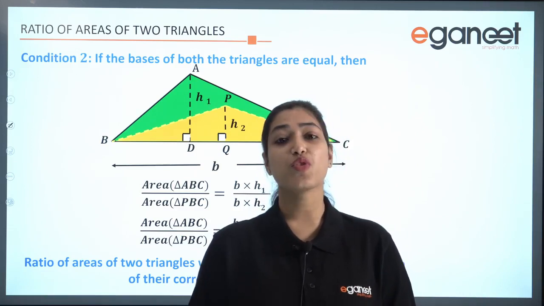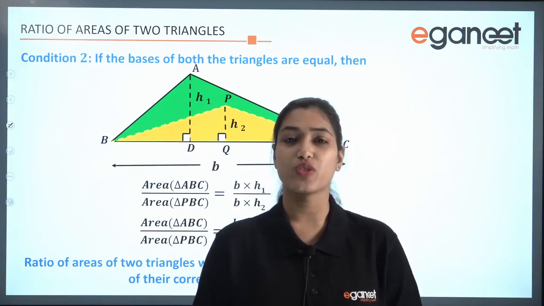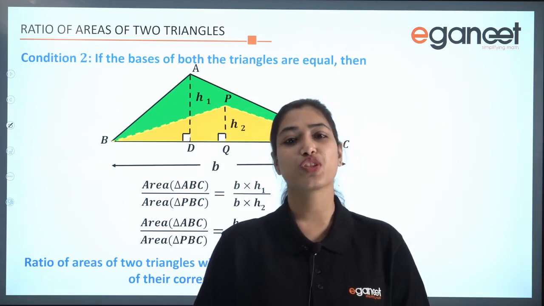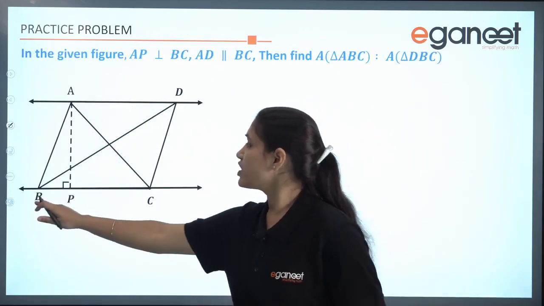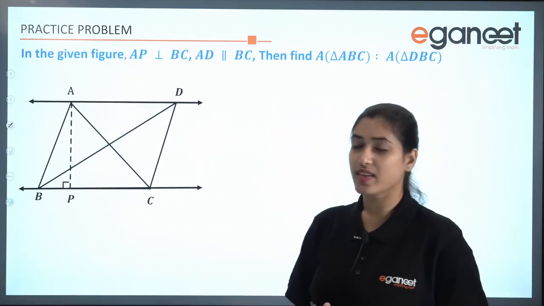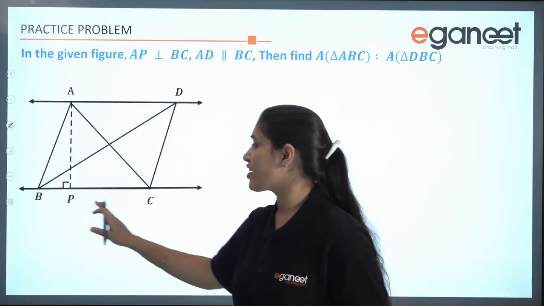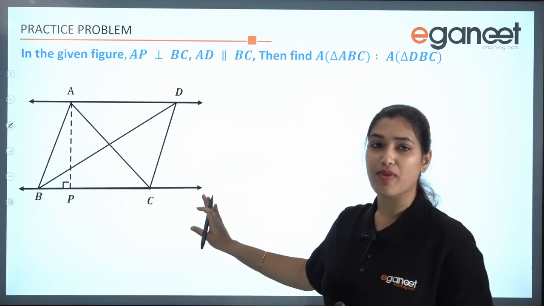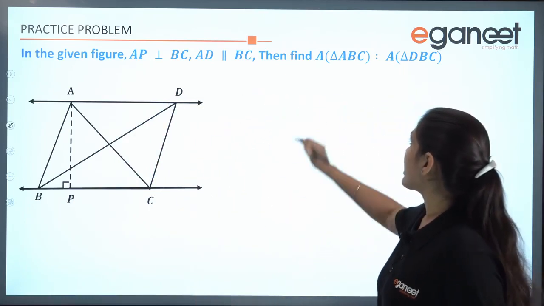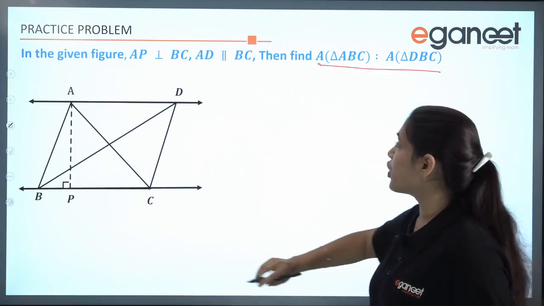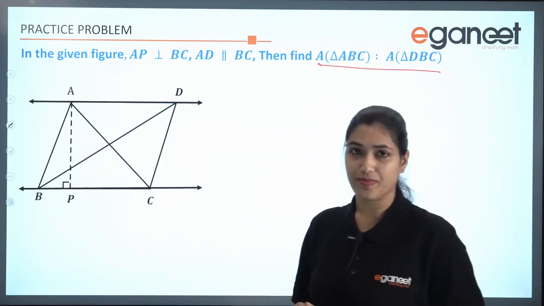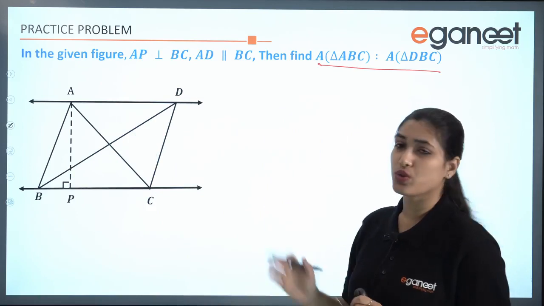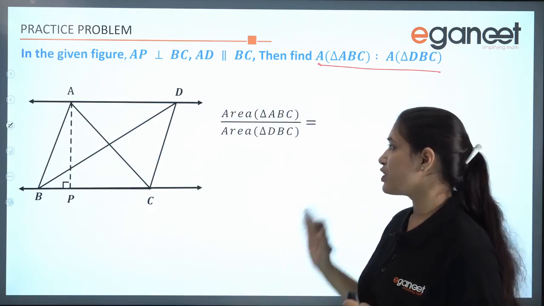I hope the concept was very clear to you. It was very easy. Let us move to the practice problem. In the given figure, AP is perpendicular to BC and AD is parallel to BC. AD and BC are parallel lines. We have to find the ratio of triangle ABC and triangle DBC. We take the ratios on the left hand side, which will be equal to.